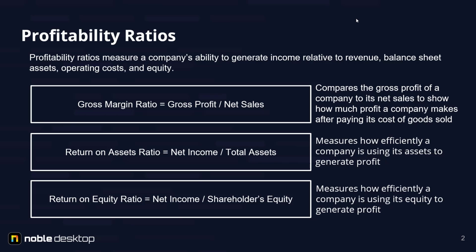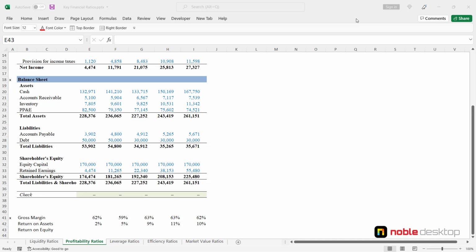Return on equity ratio measures how efficiently a company is using its equity to generate profit. And the formula here is net income divided by shareholders' equity. As with return on capital, return on equity is a measure of management's ability to generate income from the equity available to it. And return on equity of 15 to 20% are generally considered good.